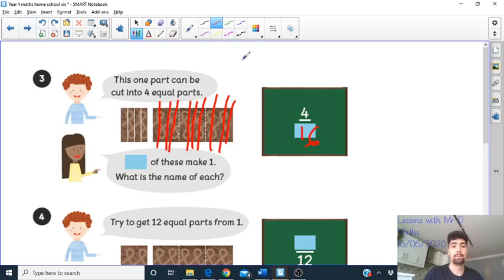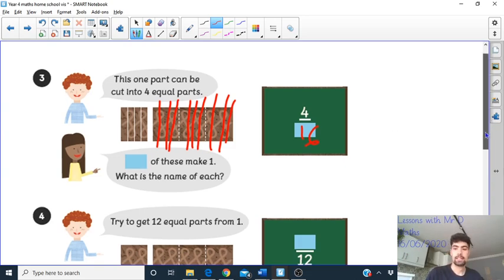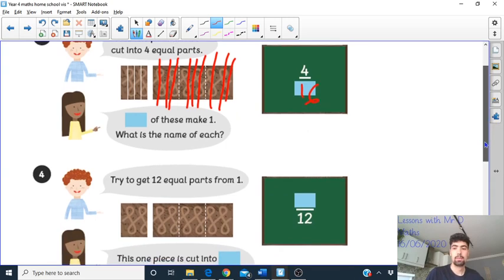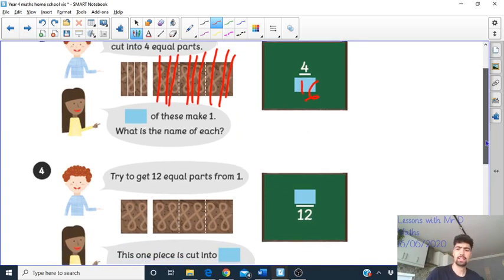So you'll notice what happens when the parts get smaller. What happens to the denominator? The denominator gets bigger. So that's one thing to get your head around. When you see a big denominator, the bigger the number, the bigger the denominator, the smaller the part. That's another misconception. It is tricky, but as long as you know that all you're dealing with is just parts of your whole, you should be fine.